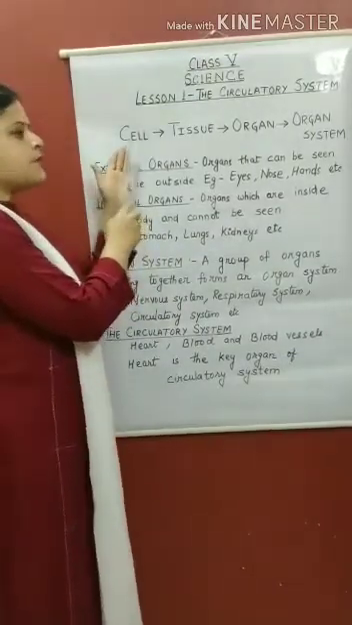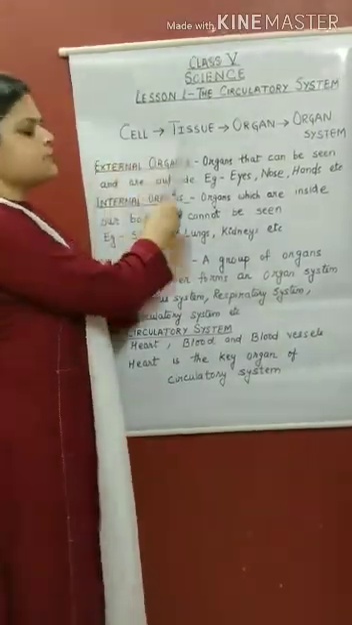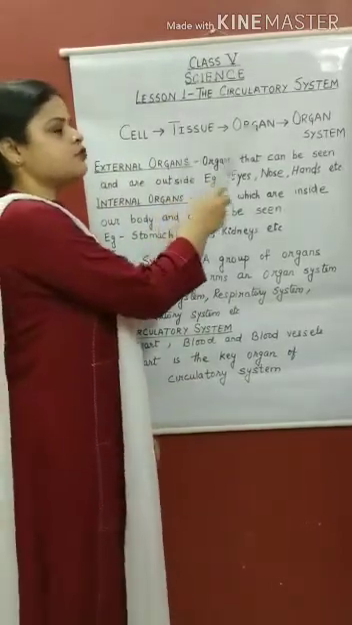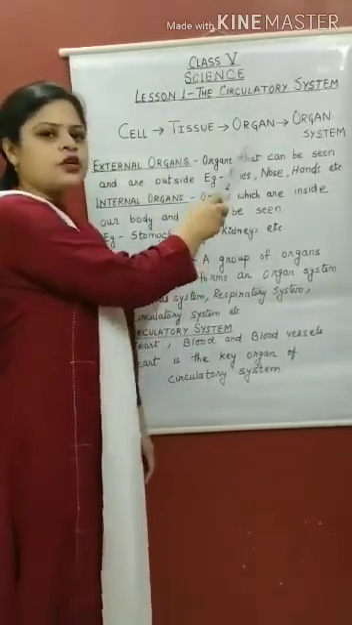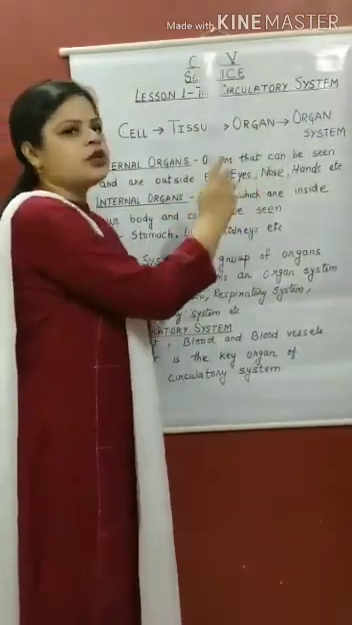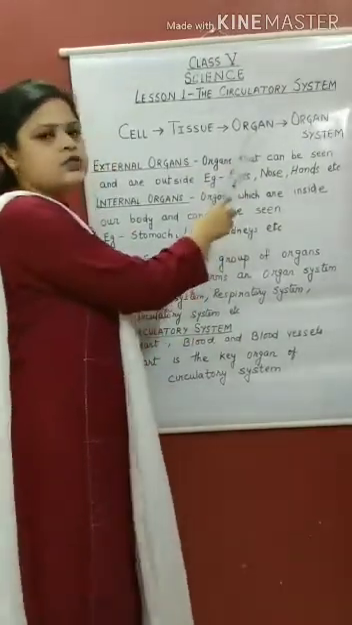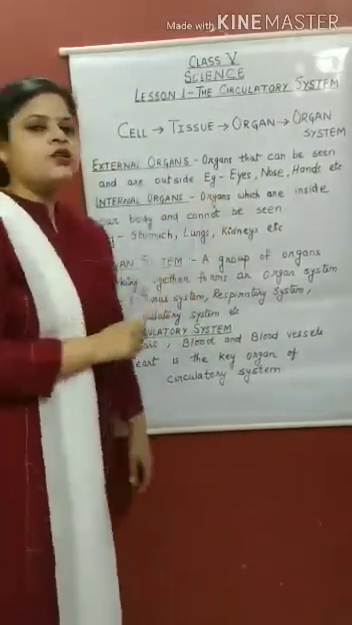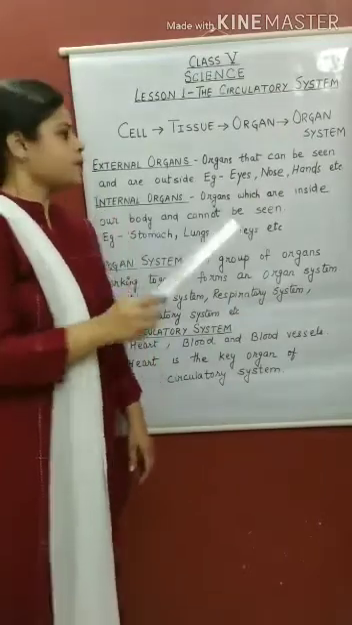The different cells combine together to form tissue. Tissue combines together to form an organ. And different organs combine together to form the organ system. Now these organs are of two types, external organs and internal organs.